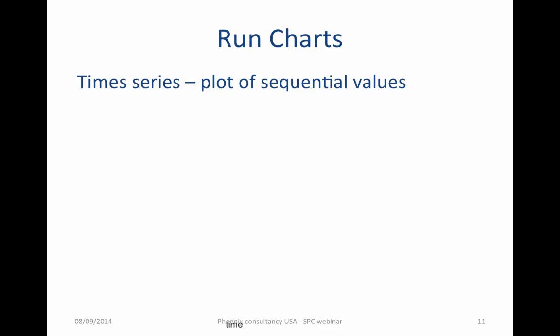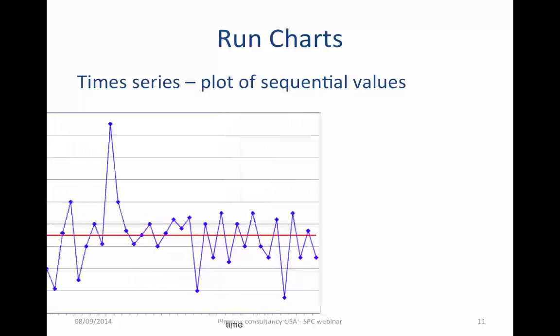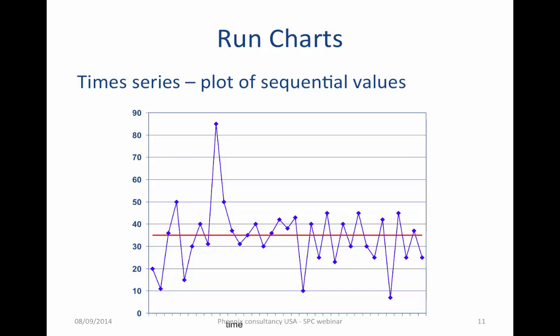To create a control chart, we start with a run chart, which is a time series, a plot of sequential values arranged in order of time or the sequence in which they occurred. So here we have a run chart, a sequence of values plotted in order, and along the center, the red line is the mean value of the points on the graph.